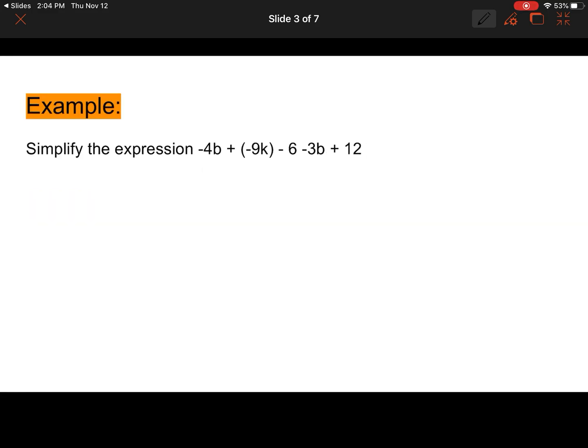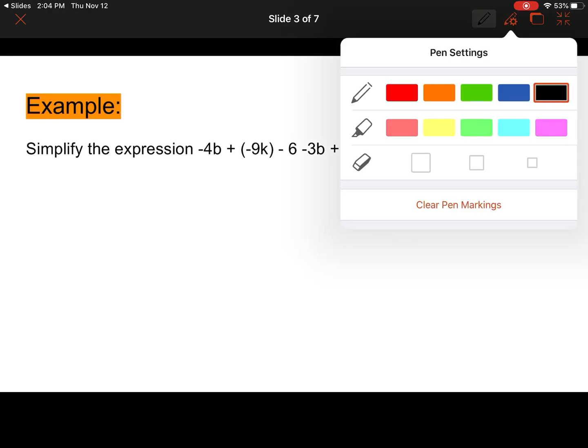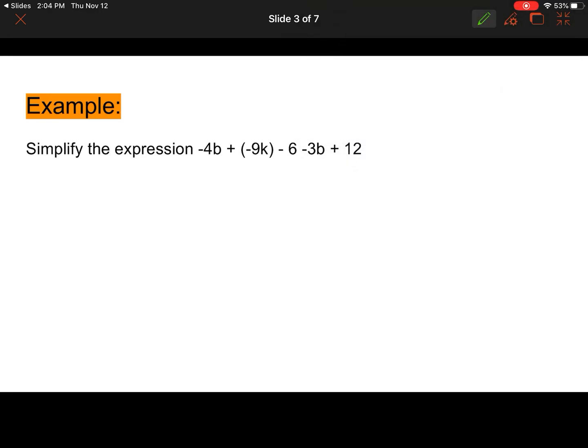All right, so let's look at this expression here. Negative 4b plus negative 9k minus 6 minus 3b plus 12. Let's identify what are like terms here. For starters, we have a negative 4b here. Let's find out what else has a b attached to it. We see this negative 3b has it. Then we can look at anything with a k term. Is there anything else we can find with a k here? No, there is not, so that one's by itself. And then finally, any non-variables. So I have a negative 6 and a positive 12.